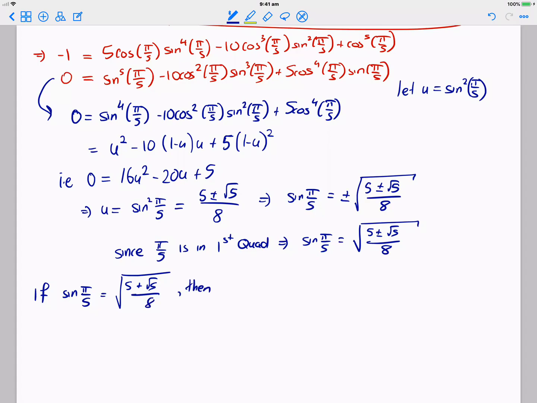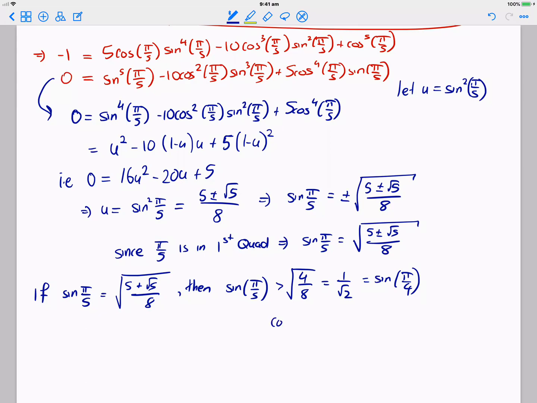then what's going to happen is that sine pi on 5 is going to be greater than square root of 4 on 8, because 5 plus root 5 is bigger than 4. The numerator is going to be bigger than 4. This in turn is 1 on root 2, which in turn is sine pi on 4. So that would imply that sine pi on 5 is greater than sine pi on 4. And that makes no sense.